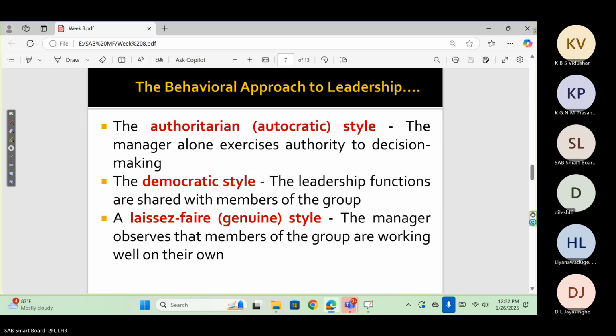What are those? Autocratic leadership or authoritarian leadership. There are many similar names for that. Second, the democratic leadership style. Third, laissez-faire leadership. Similar names for the first one are task-oriented leadership, commanding leadership, hierarchical leadership, top-down leadership, autocratic leadership, task compliance leadership, authoritarian leadership.